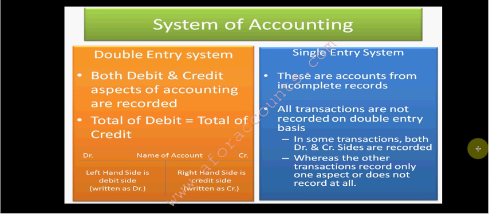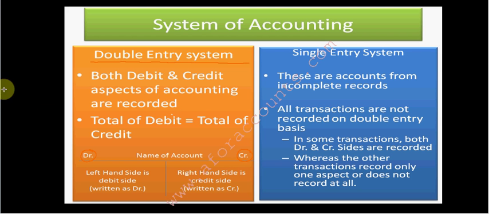Okay, system of accounting. Our accounting is totally based on the double entry system. The Indian way of accounting is the double entry system. Now how does it work? See this T shape of account here. This is called the T shape of account. One side is your debit side and the other side is your credit side. So both debit and credit aspects of accounting are recorded. That is, it has a dual aspect.